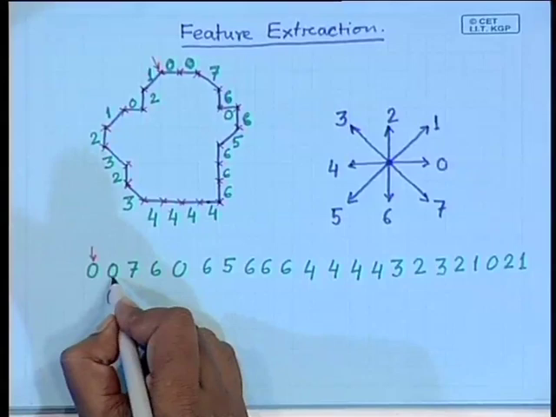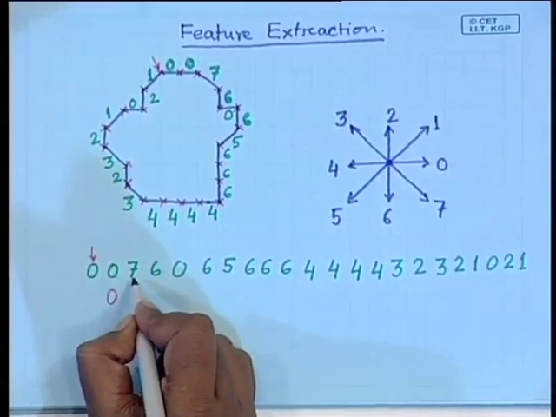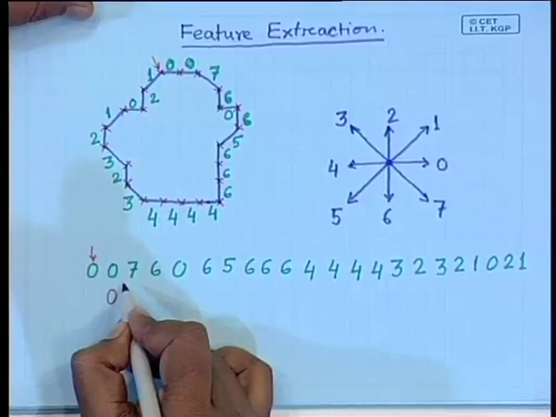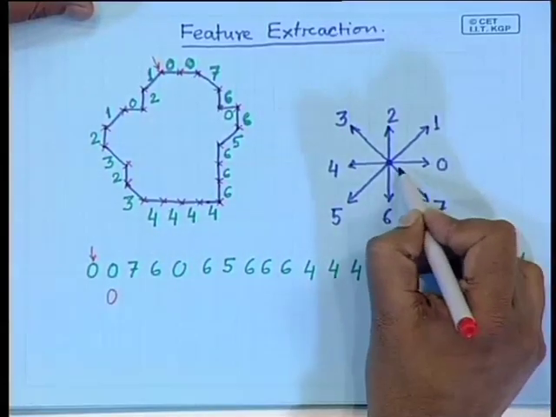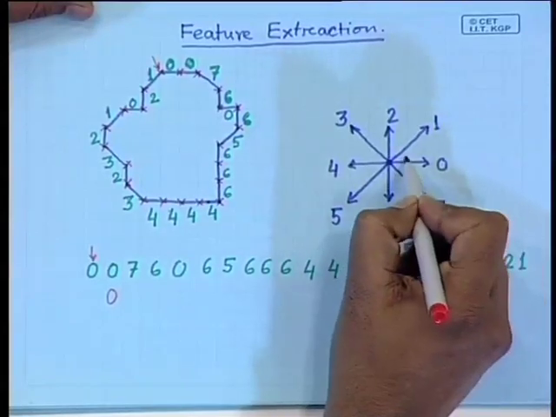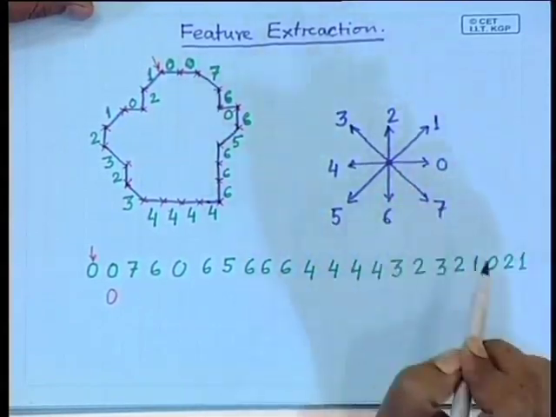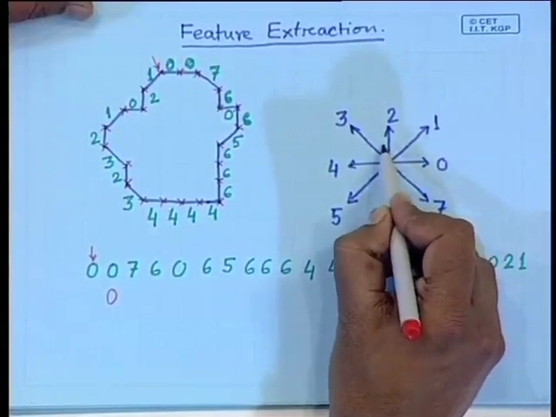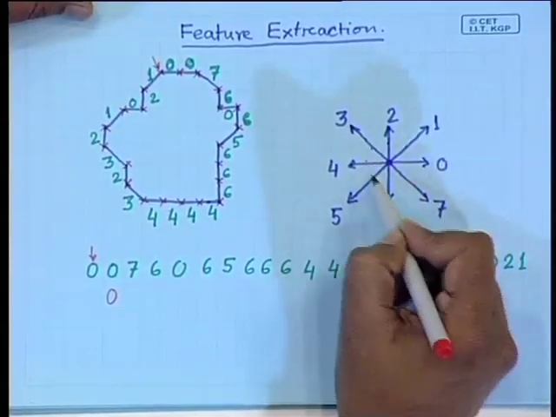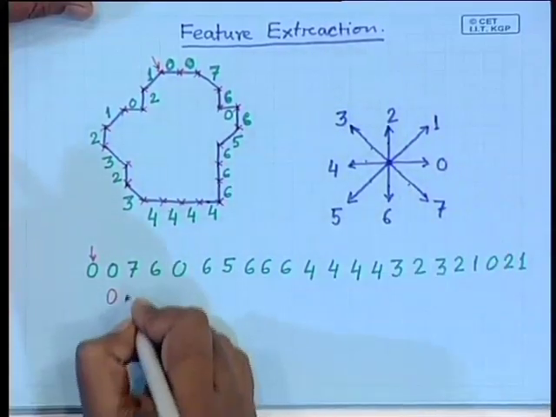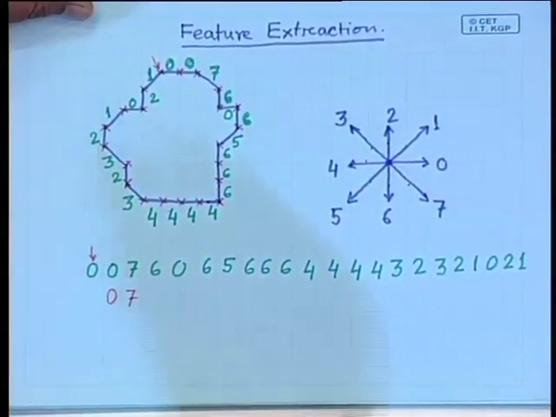The next one, from 0 to 7. Here I have to find out how many steps of rotation I have to perform. So, this is 0 and this is 7, and if I compute the steps of rotation in the anti-clockwise direction, then you find that I have to make 1, 2, 3, 4, 5, 6, 7, 7 rotations. So, this will also be 7.